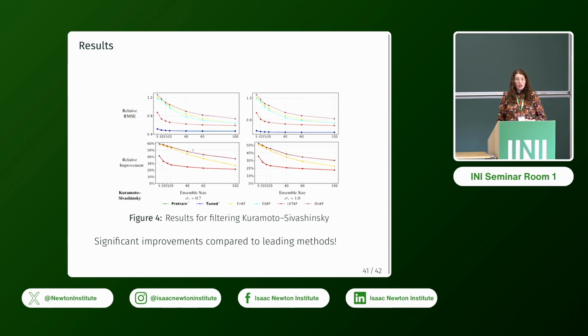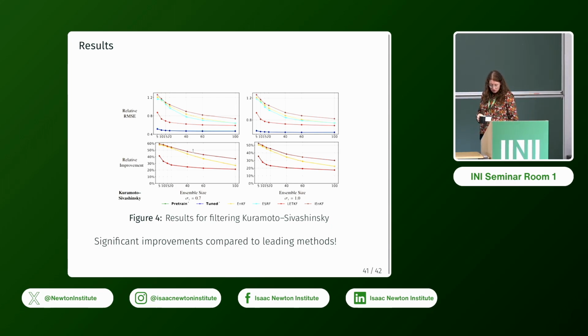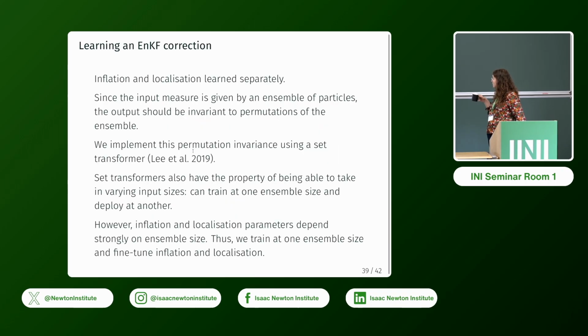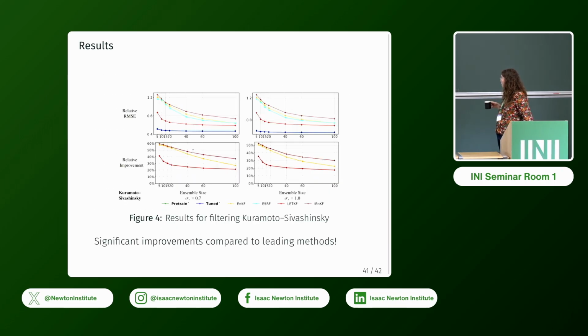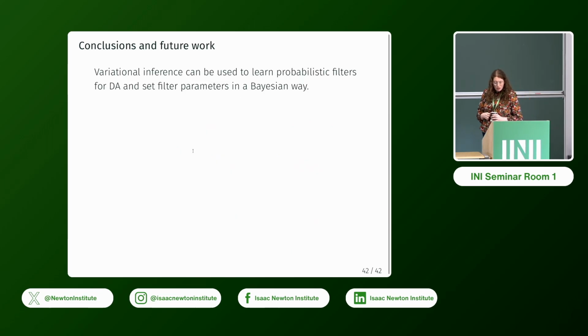And so this, I think, really shows us that there's a lot of room for improvement in applying machine learning to improve upon these leading filtering methods. I should mention also that all of these numerical experiments were done by Bohan Chen, who's one of the co-authors. So I just want to point that out.